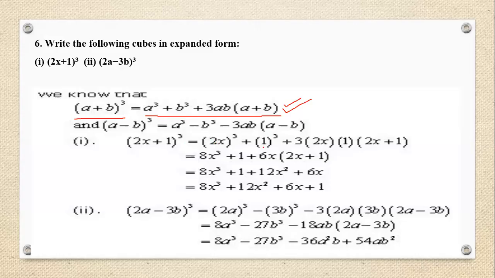So first term cube plus second term cube, then plus 3 times first term into second term, that is a and b, then bracket a plus b. You can see here a plus b. So this is what we have multiplied further.